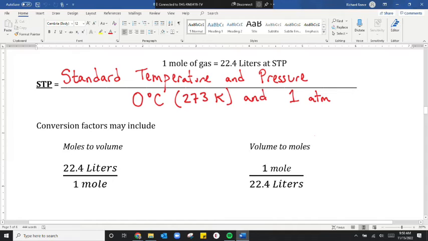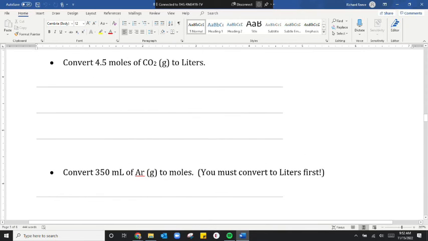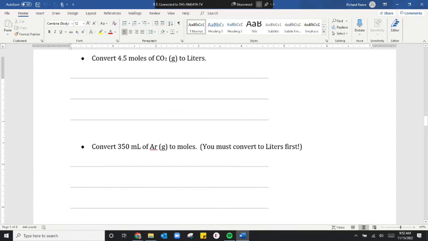One thing you've got to keep in mind is your volume unit has to be liters to use this amount. If you've got milliliters, it's not going to work. You have to convert to liters first, and we'll see that on an example coming up. So let's look at a few examples involving these conversion factors. And these go along with the 3rd page of that packet. This is the same kinds of problems you'll be doing on the 3rd page of your packet.